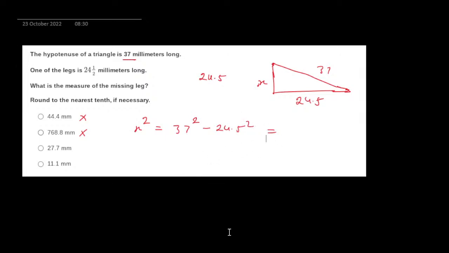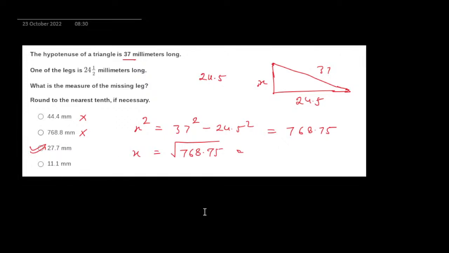If a calculator is not allowed, then the best option is that I will use the identity a square minus b square, otherwise 37 times 37 minus 24.5 times 24.5, okay. So this is 768.75. Now I want the square root of this, so x is the root of 768.75. If I take the square root, so the whole power 0.5, it will give 27.72, 27.7. So this 27.7 is the correct one, okay.